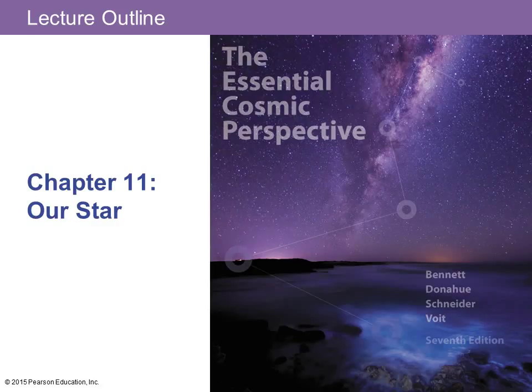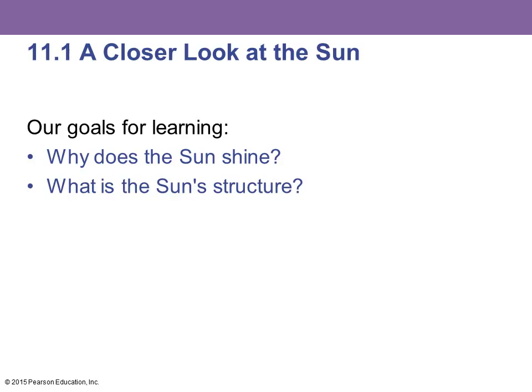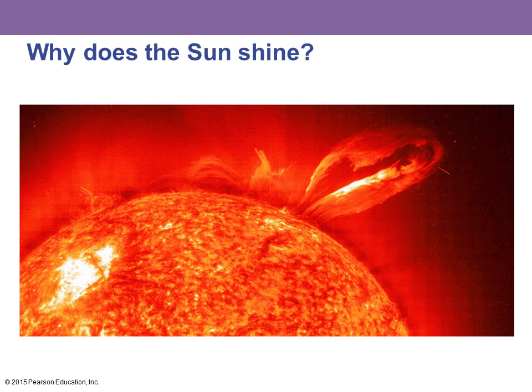This is Chapter 11, Our Star, in the Astronomy 100 course for Waubonsie. In the first section, we're going to take a closer look at the Sun. Our goals are, why does the Sun shine, and what is the Sun's structure? This is a great photograph of the Sun and some of its features in its inner and outer atmosphere.